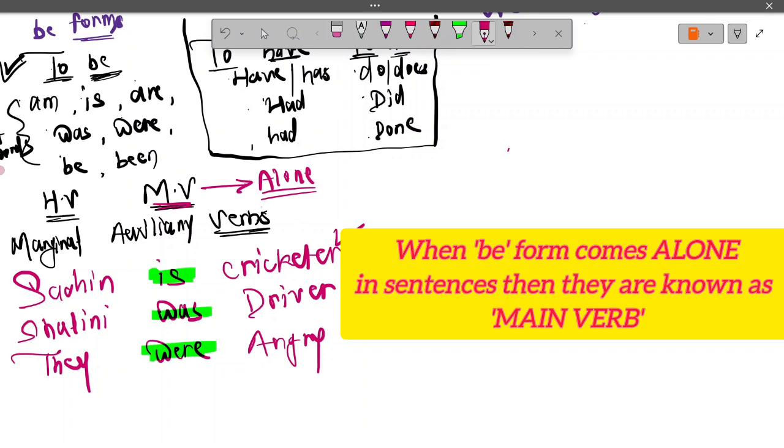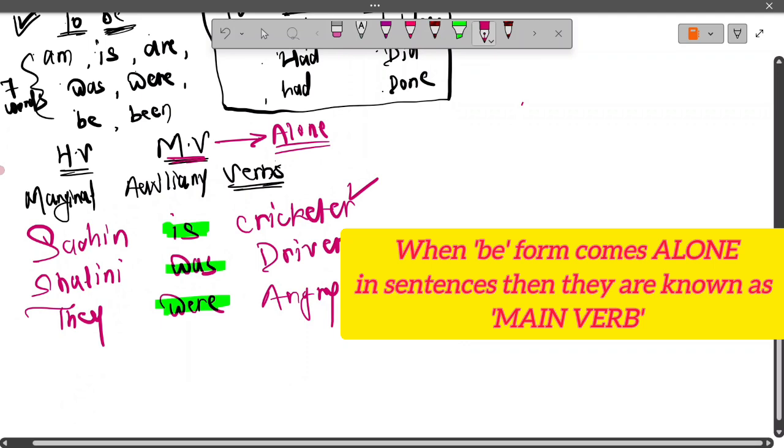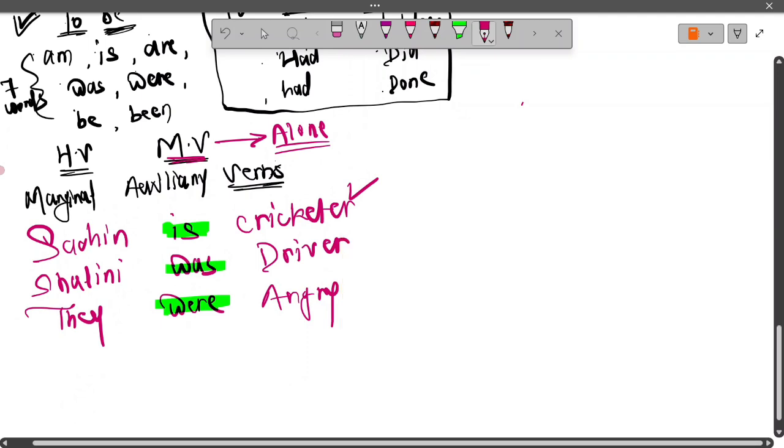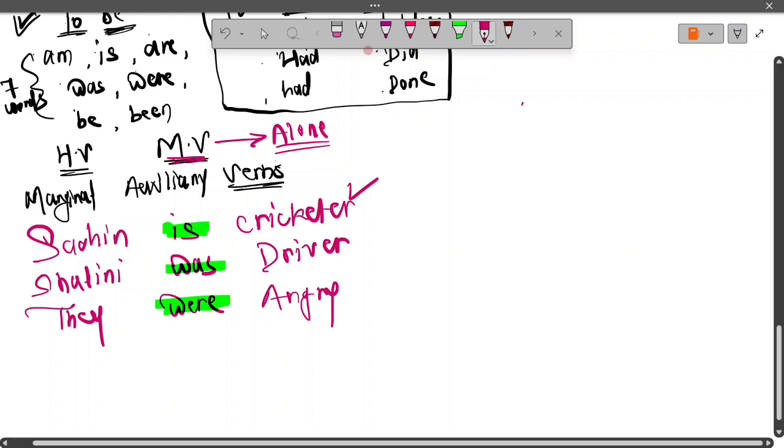जस्ट हॅव अटेन्शन ऑन दिस वर्ड, अलोन इन टू दी सेंटेन्स. म्हणजेच याच्या व्यतिरिक्त असा कोणताही दुसरा शब्द नसेल या बी फॉर्मच्या व्यतिरिक्त की जो वर्ब बनण्याचं काम करतो आहे, ओके. सो नाव जस्ट ऑब्झर्व दिस सेंटेन्सेस. सचिन इज क्रिकेटर, शालिनी वॉज ड्रायव्हर, दे वर अँग्री. यामध्ये तुम्हाला असा कोणता शब्द दिसतो आहे का की जो वर्ब बनण्याचं काम करतो आहे. काय क्रिकेटर असा शब्द आहे जो ॲक्शन किंवा ॲक्टिव्हिटी रिप्रेझेंट करतो आहे.